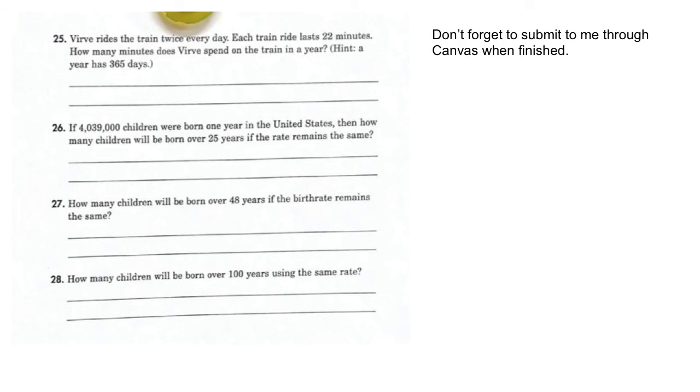Now you guys are going to apply your skills of answering these 4 word problems. Now they give you a hint on this one of a year has 365 days. And then the last problem, it goes with different years. So it's 25 years, 48 years, 100 years. So you're going to do your best to answer these word problems using multiplication and your calculator.